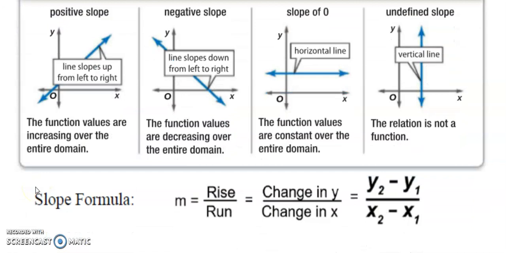Also, we have the slope formula. Depending on how you are trying to find slope, you will use these different formulas. M is the variable used for slope. M equals rise over run. You will use rise over run for a graph. Change in y divided by the change in x will be used for a table. And finally, we have our slope formula used for when we are given 2 points.